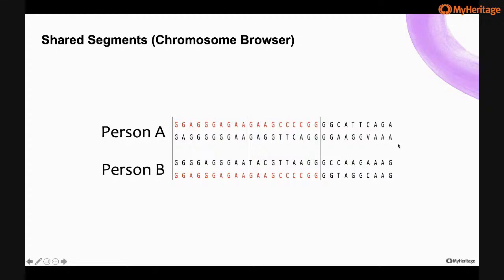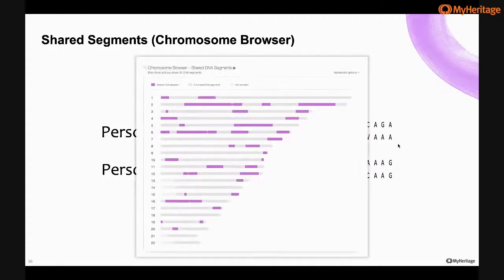And we're trying to look for sequences, repetition, something that looks similar, that's big enough, so that we can say that we believe this is a segment inherited from a common ancestor. Maybe far, maybe close, but that's what we're doing. And when we find these identical pieces, this is what you see on the chromosome browser. These are those sections that identify you and the other person as DNA matches.